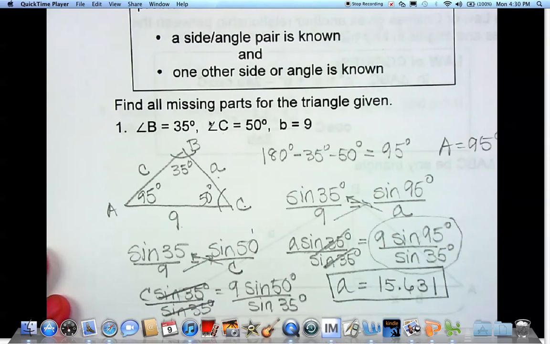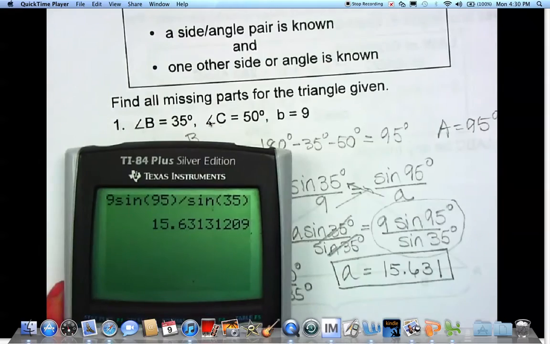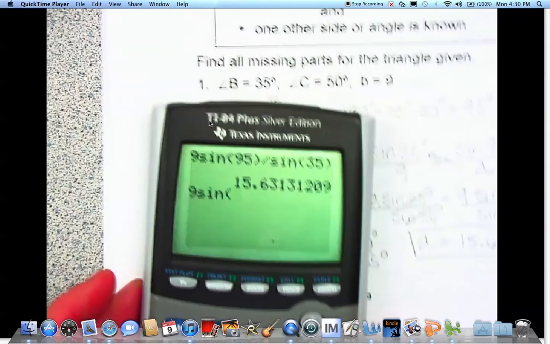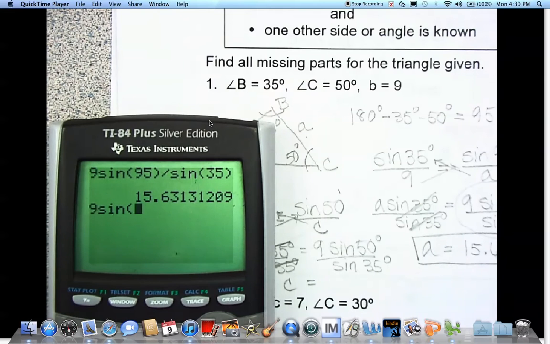So C equals, we'll plug this in the calculator. So 9 sine of 50 divided by sine 35.